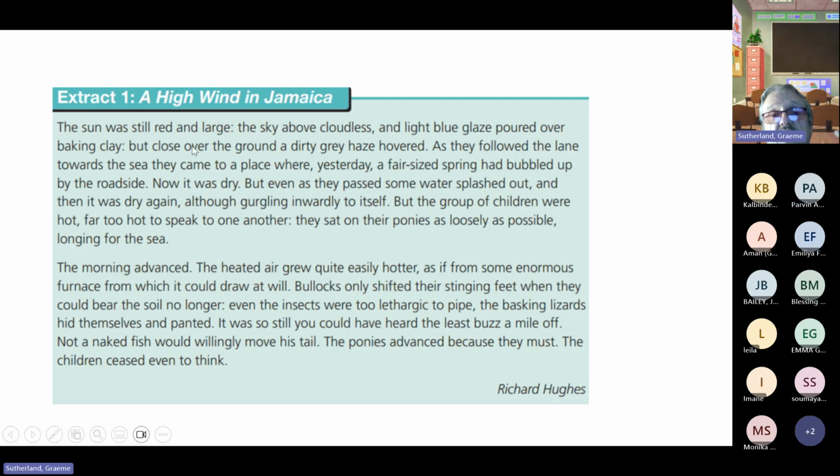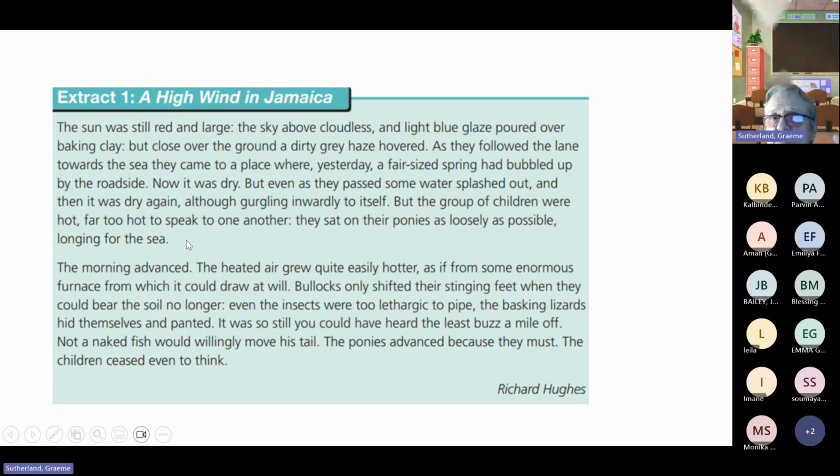The sun was still red and large, the sky above cloudless, and light blue glaze poured over baking clay. But close over the ground a dirty grey haze hovered. As they followed the lane towards the sea, they came to a place where, yesterday, a fair-sized spring had bubbled up by the roadside, but now was dry. Even as they passed, some water splashed out, and then it was dry again, although gurgling inwardly to itself. But the group of children were hot, far too hot to speak to one another. They sat on their ponies as loosely as possible, longing for the sea.